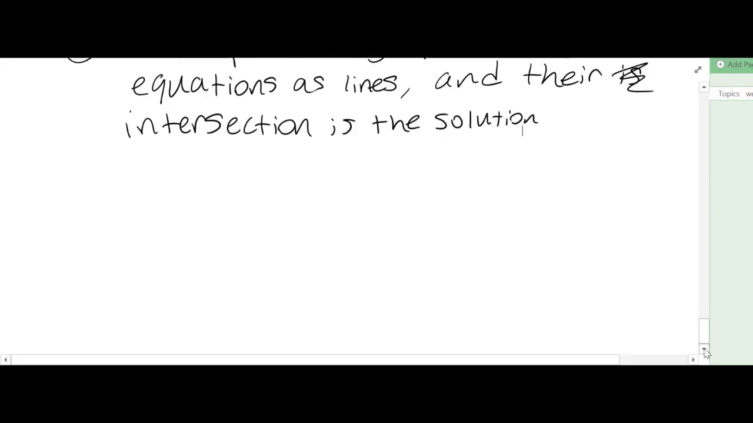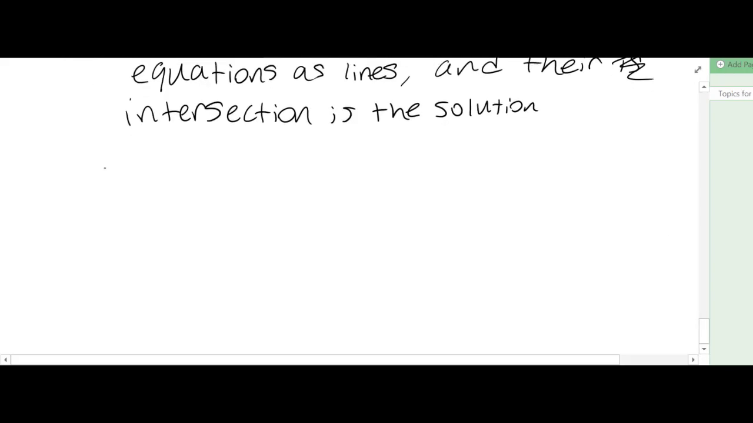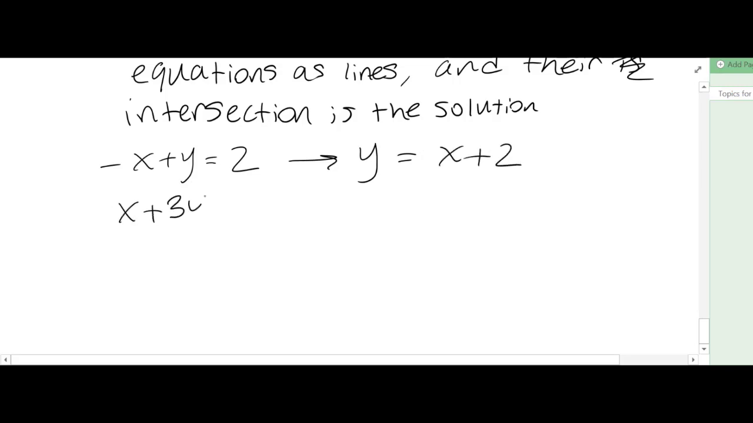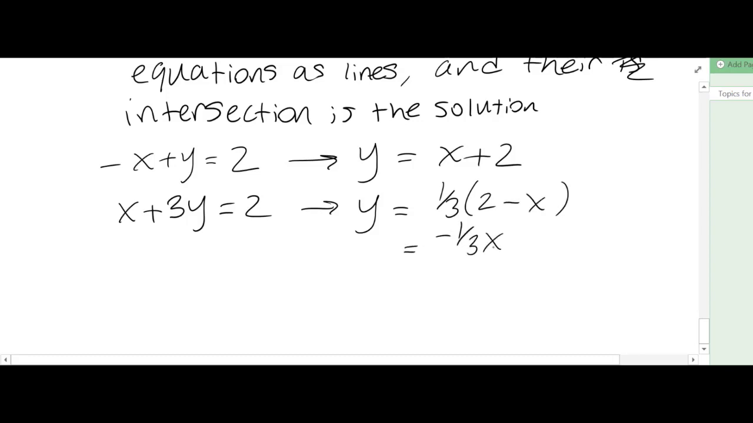So, for example, the way you would go about doing that: with the first equation, you can solve for y to get y equals x plus 2. And with the other equation, x plus 3y equals 2, we can solve for y again to get a third of (2 minus x), which is negative 1/3 x plus 2/3. And we can draw those lines.